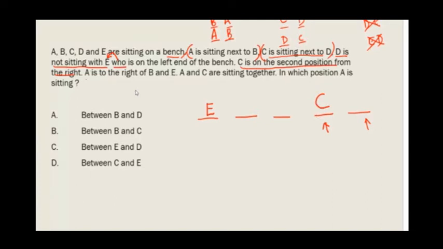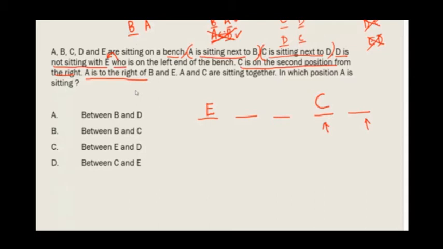Now A is to the right of B. A is to the right of B means I'll be having B first, then A to the right of B. Now I had two cases, that is BA or AB. In this case, I'm having A to the left of B, so this does not exist. So I'm having B and A next to each other.